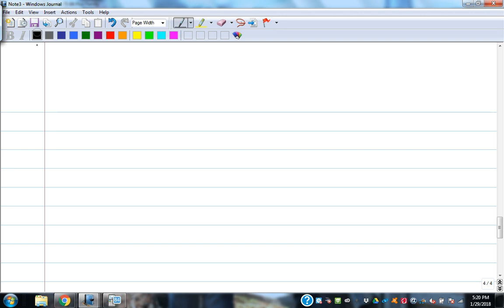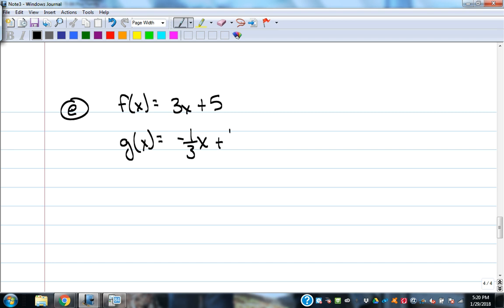Let's look at this. Let's say we're given two linear functions. Let's say f of x is equal to 3x plus 5, and g of x is equal to negative 1/3 x plus 1. Two functions that are linear, and we want to answer some questions about those. The first question will be: find where f of x equals g of x.